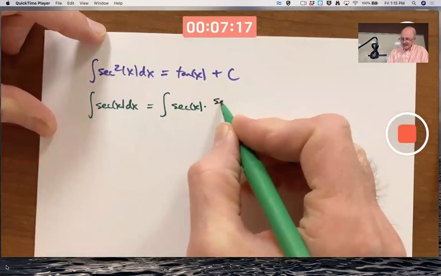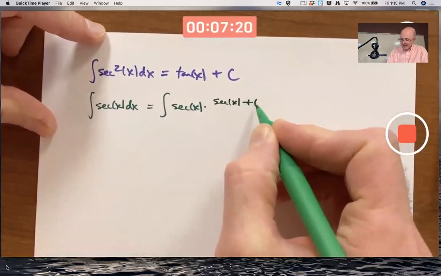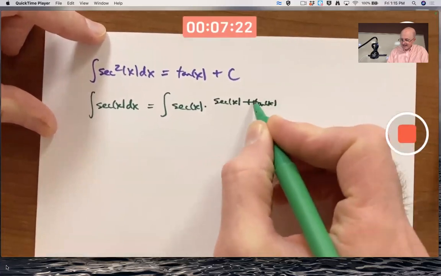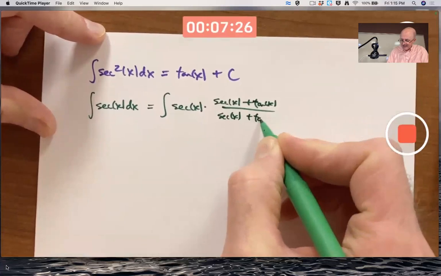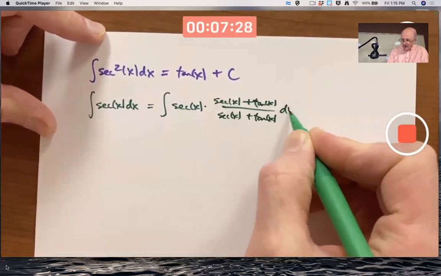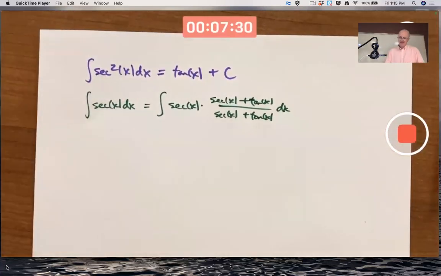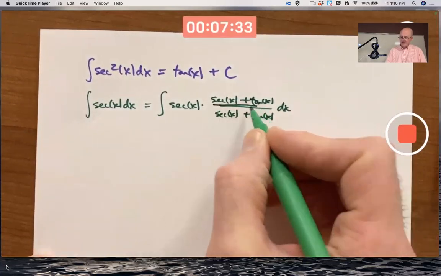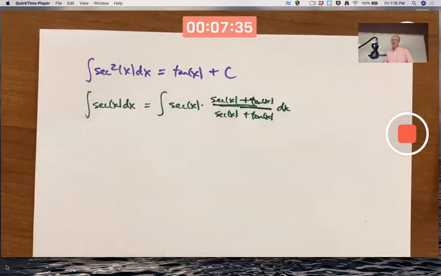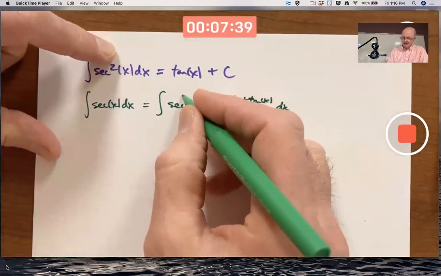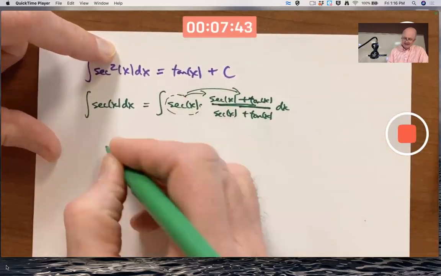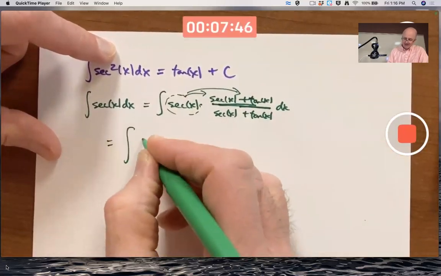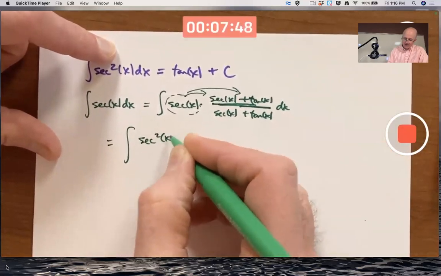It's secant x plus tangent x divided by secant x plus tangent x. Whoa, what in the world are we doing there? It seems like we made the integral a lot harder, but it actually makes it easier. If I just take this and distribute it through the top, something amazing happens. And David, do you want to say what that thing is?